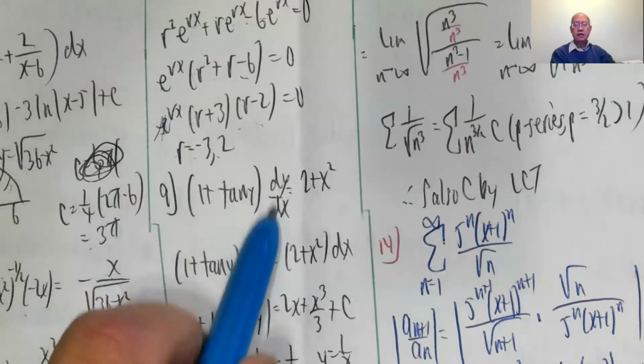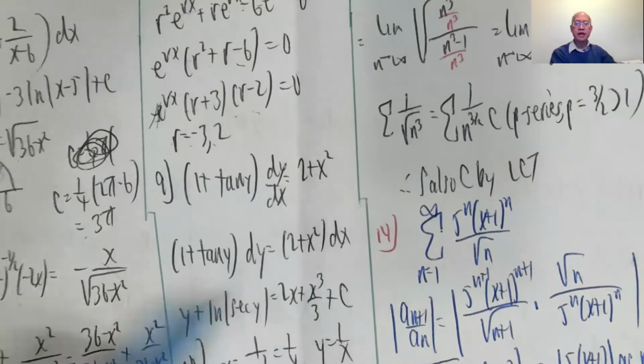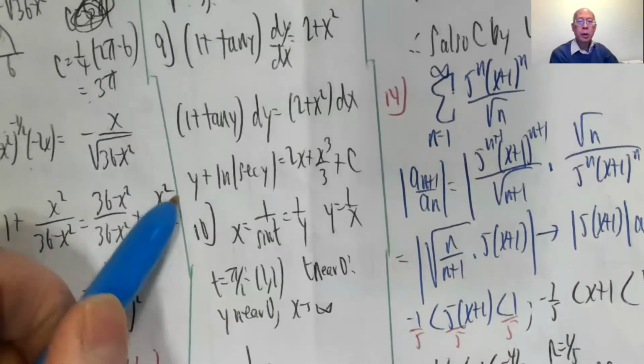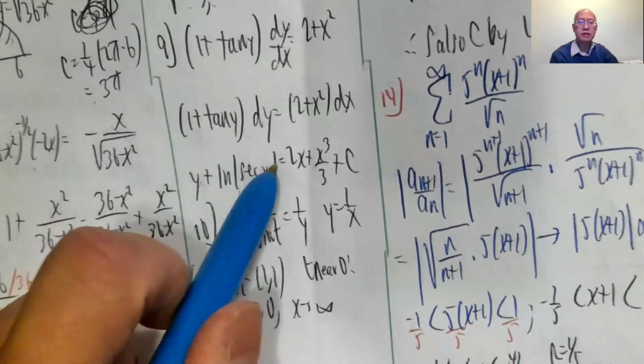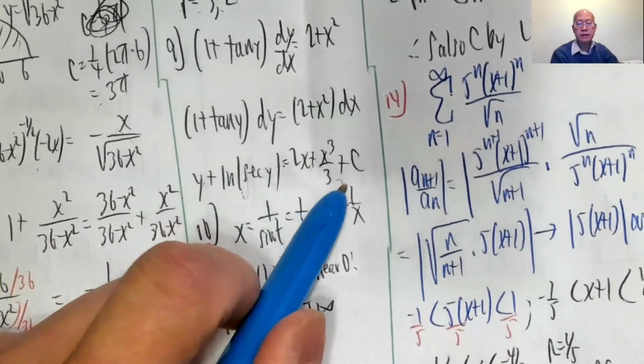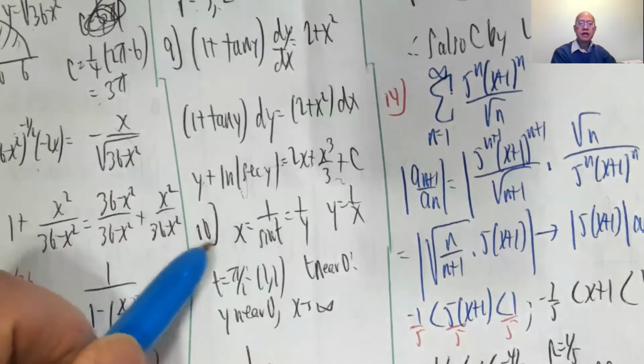Number 9, write this as dy dx. Multiply both sides by dx. And we integrate. Y plus ln absolute value of secant y is 2x plus x cubed over 3 plus c. Done.